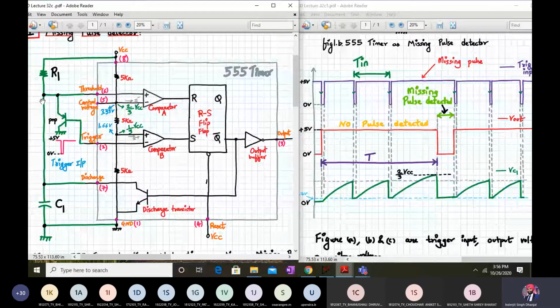Anyone can tell me? Capacitor voltage. Capacitor voltage can charge to maximum what value? Yeah, sorry, VCC. But since the PNP transistor is on, it will charge to what value? Think and answer. It will charge to 0.7 only.